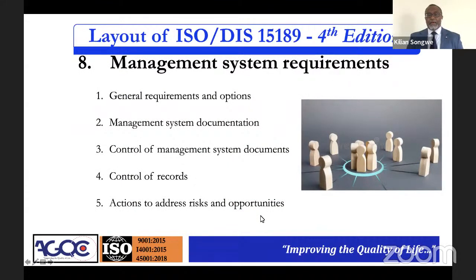And then this is technically the last clause of the new standard. It says management system requirements. What are the general requirements and options that you have in setting up your laboratory and in doing the work that is related to it? And then it talks about the management system documentation. How is this system documented, and where are you going to find this information?